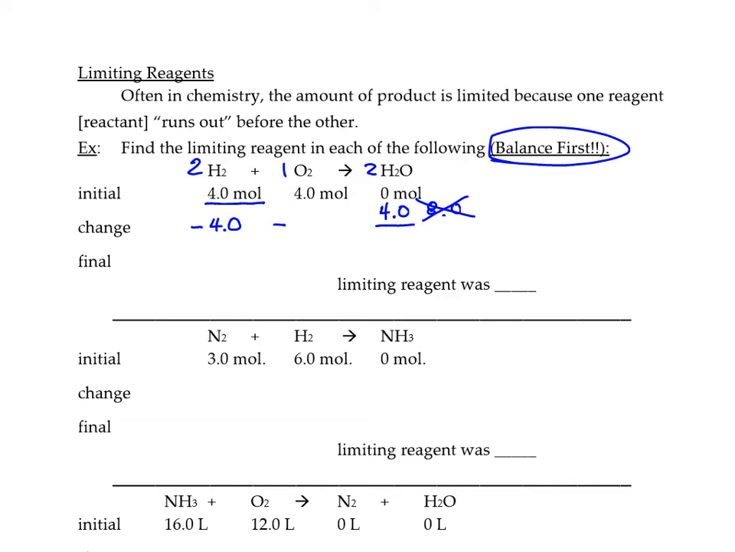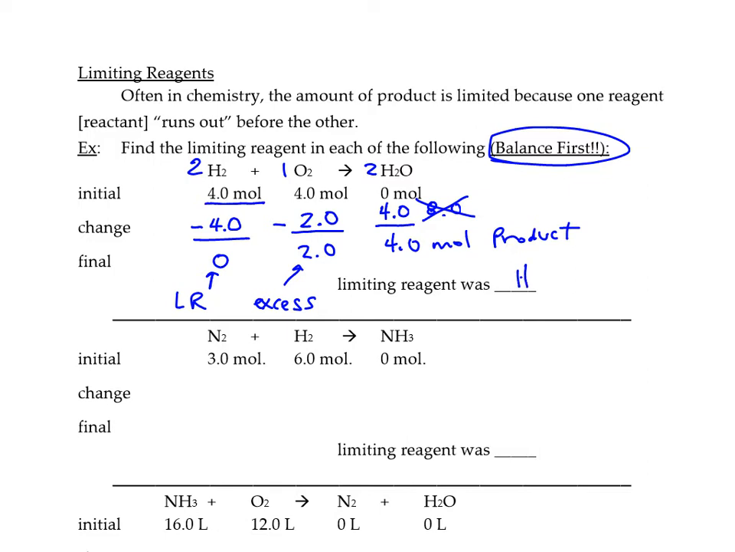So again, I'm going to use the bridge. I'm going to say 4 divided by 2 times 1, and that's 2. So I only need to use up 2 moles of the oxygen. So when I'm all done, I have none of this. I have 2 extra moles of this. I made 4 moles of that. And this is the product, the water, and then this would be called the excess reagent because I had extra, and that's the limiting reagent, the one that ran out. So hydrogen was the limiting reagent. Okay, so let's move on to the next example.